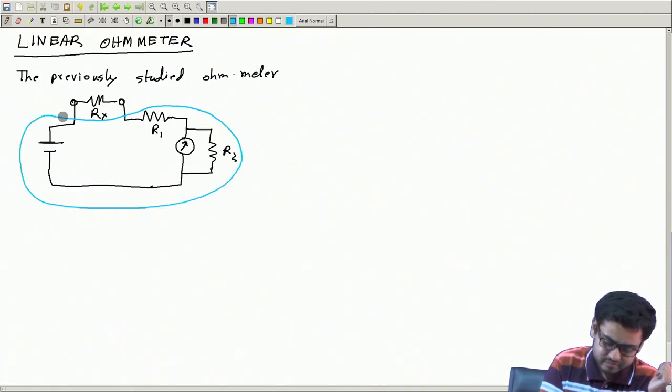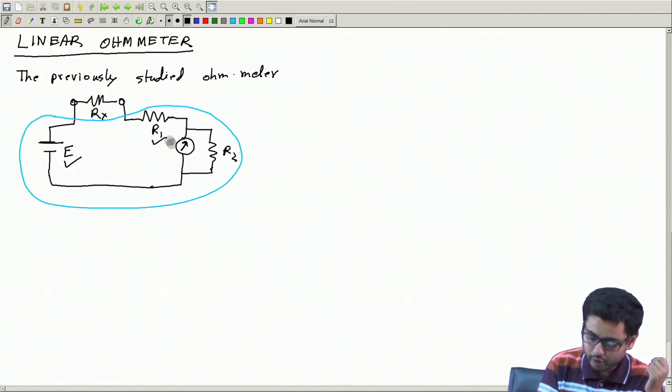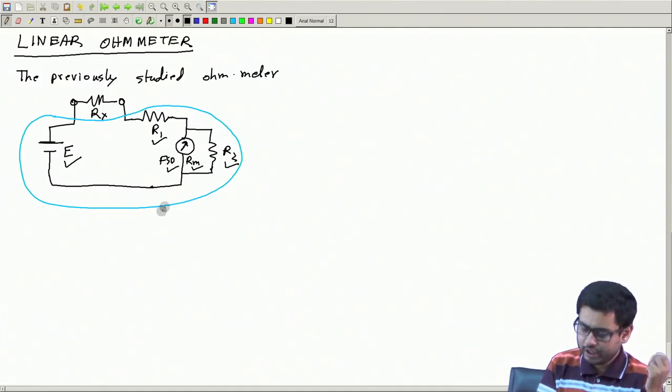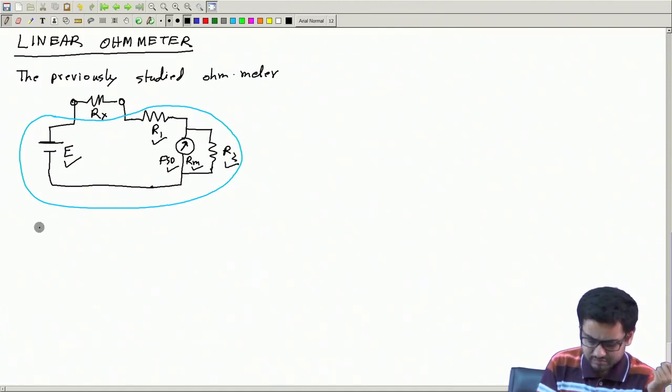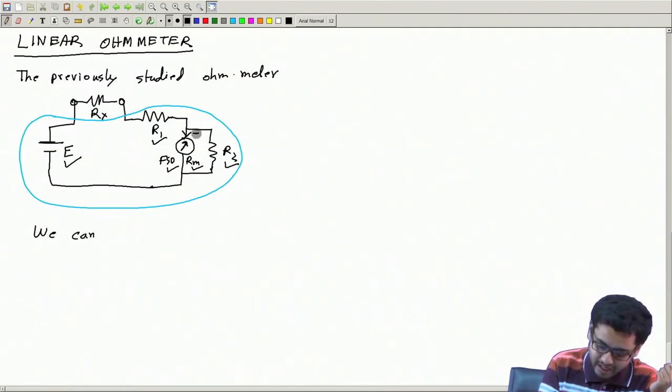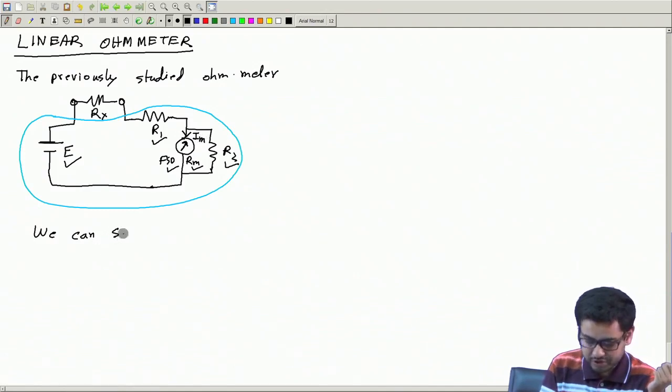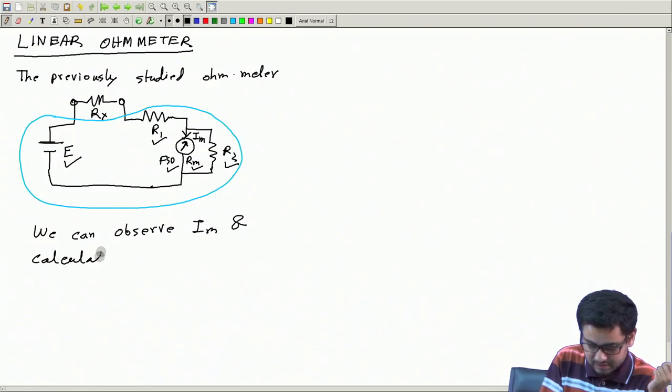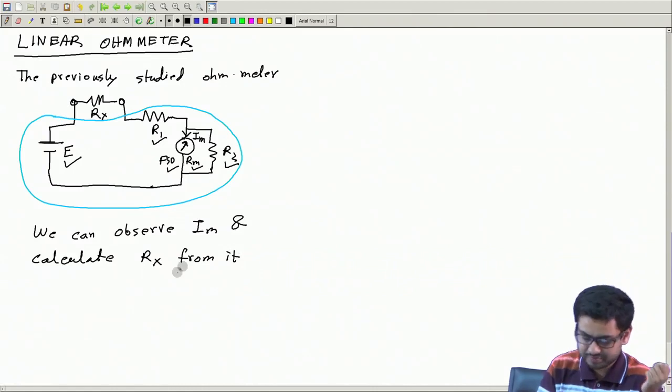So this is the external resistance and this is the meter circuit. Now you know that if the value of E is known, if R1 is known, if R2 is known, if the meter resistance Rm is known, and the full scale deflection current is known, if everything is known, then we can observe the current Im and calculate Rx from it. So a quick recapitulation of this.